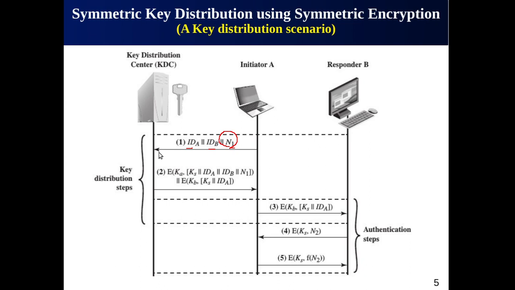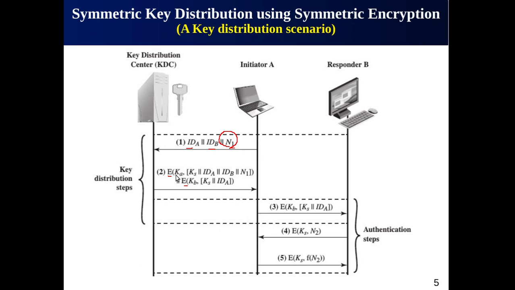Once the KDC receives this request, the KDC will respond with a message, and that message is encrypted. E stands for encryption. So we have actually two encrypted messages. One message is for A and the second message is for B. KA is the master key of A, KB is the master key of B. The KDC responds with a message that is encrypted with KA.